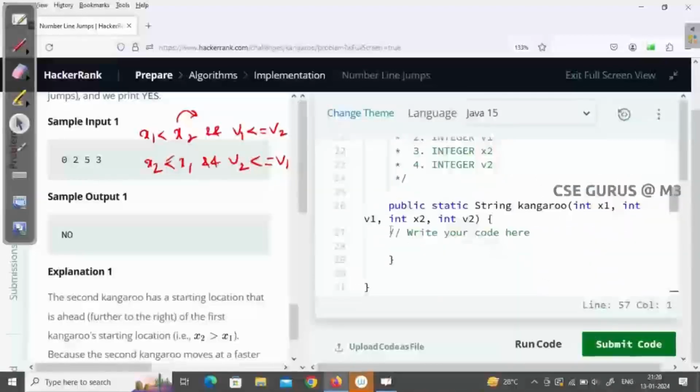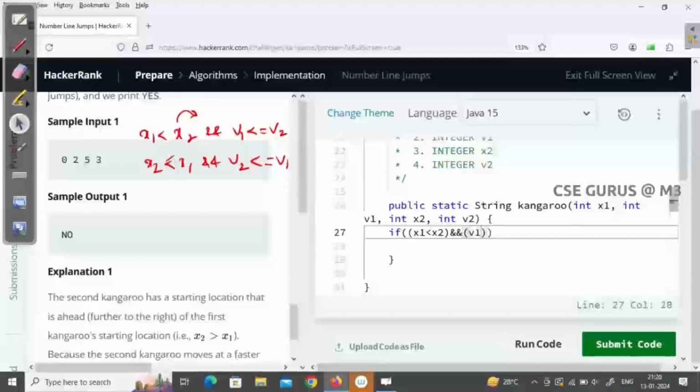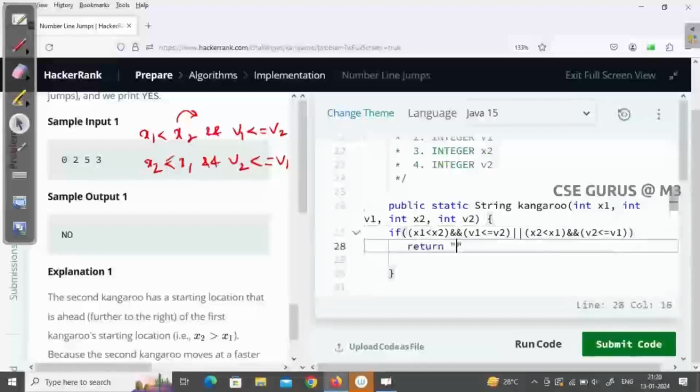Here the same constraints are taken for the input parameters. If I try to write it, first the logic: x1 less than x2 and v1 less than or equals to v2, this is the special case which I already explained. Then or x2 less than x1 and v2 less than or equals to v1. Then you have to return no, right?